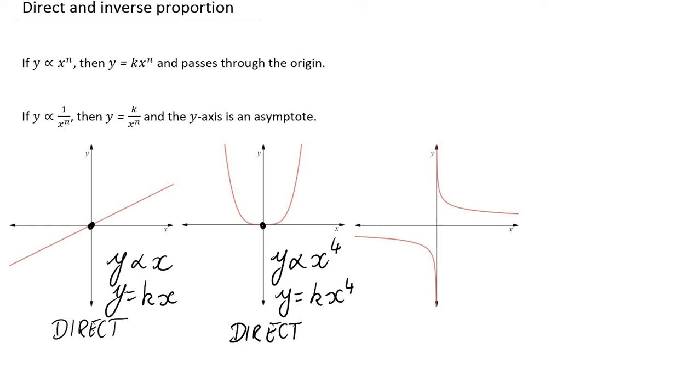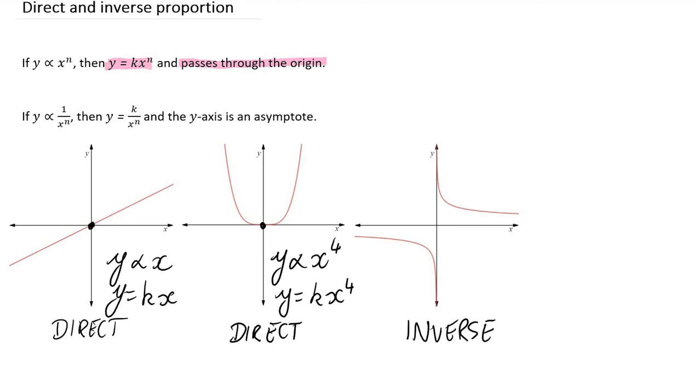In fact, whenever we have k times x to the power of n and something passing through the origin, we can say that it is direct proportion. Inverse proportion is when one quantity increases and the other one decreases in ratio to that. So this example here is an example of inverse proportion.